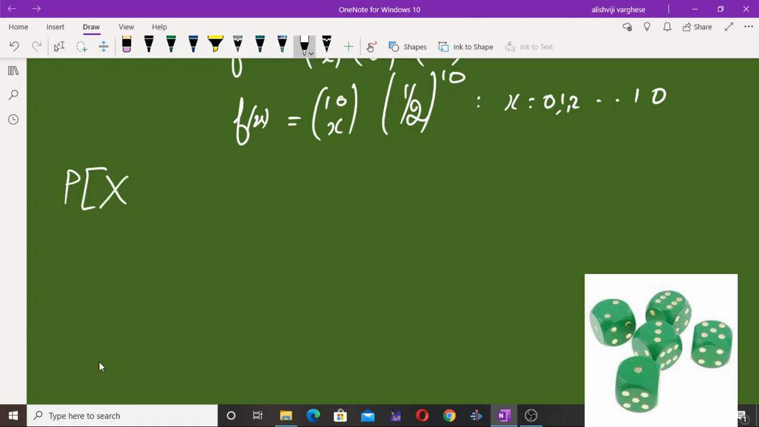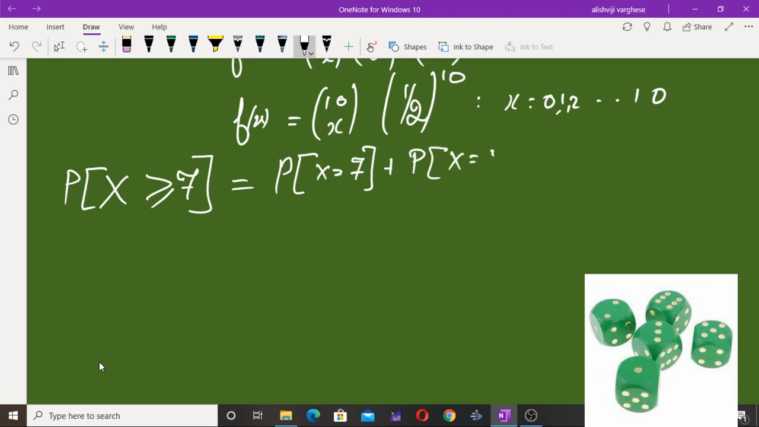number of heads, we are looking for the probability that we get at least 7 heads. So 7 or more heads. We are looking for the probability that we have 7 or more heads. That is probability that x is equal to 7 plus probability that x is equal to 8 plus probability that x is equal to 9 plus the probability that x is equal to 10. Because all these events are mutually exclusive, we can find the probability directly as a sum.